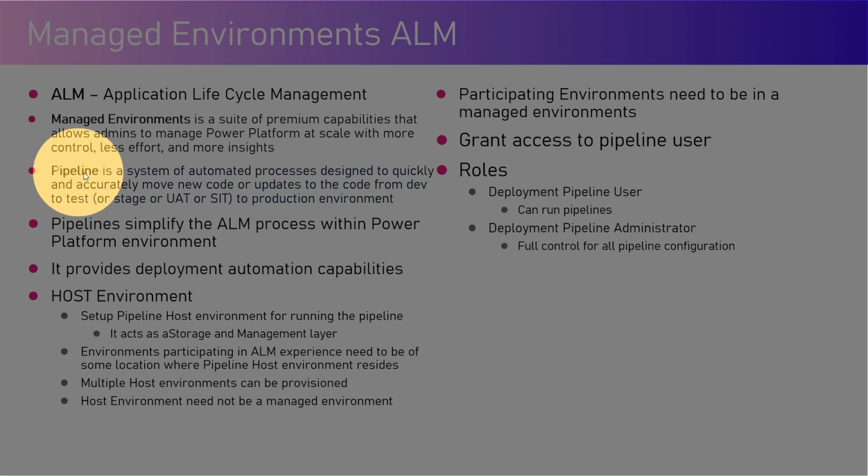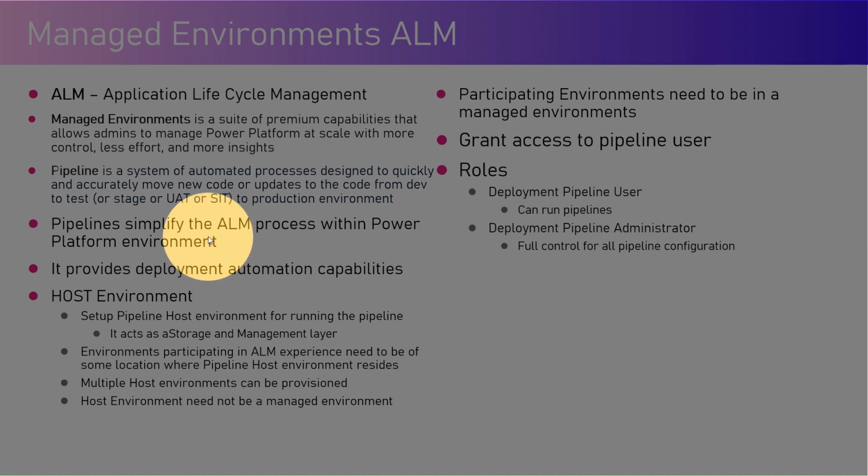Pipeline. Pipeline is a system of automated processes designed to quickly and accurately move the new code or updates to the code from dev to test to prod. Okay. Now, pipelines simplify the ALM process within the Power Platform environment.